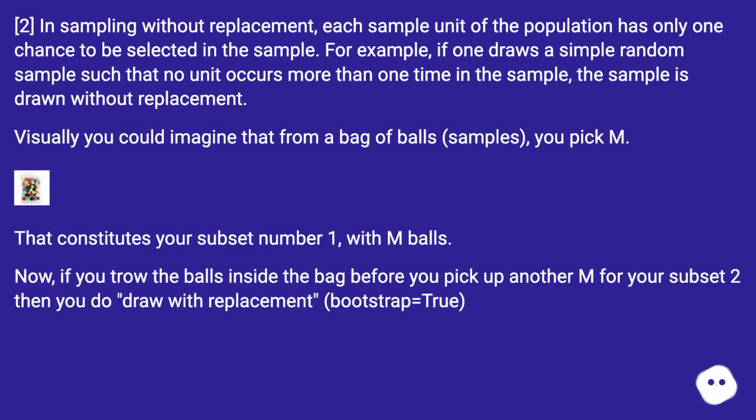2. In sampling without replacement, each sample unit of the population has only one chance to be selected in the sample. For example, if one draws a simple random sample such that no unit occurs more than one time in the sample, the sample is drawn without replacement.